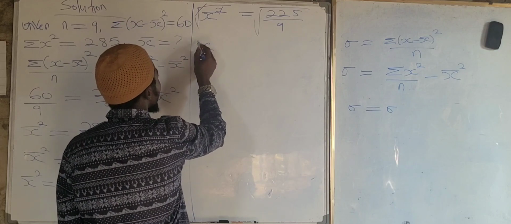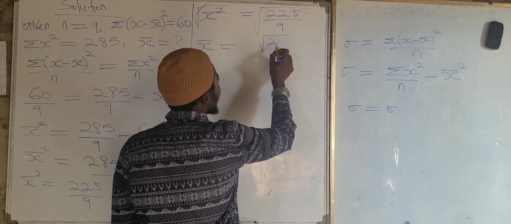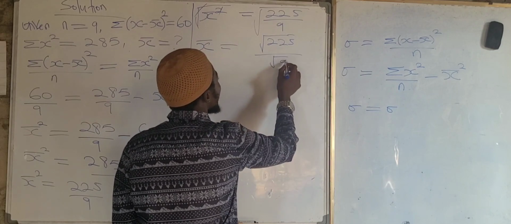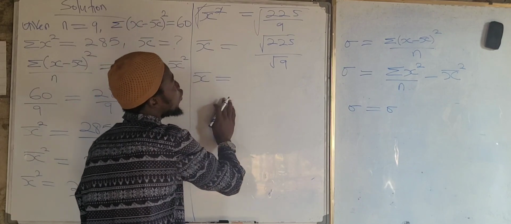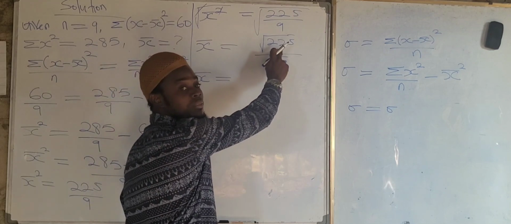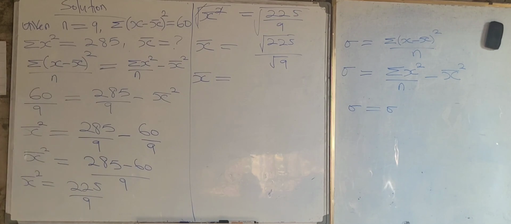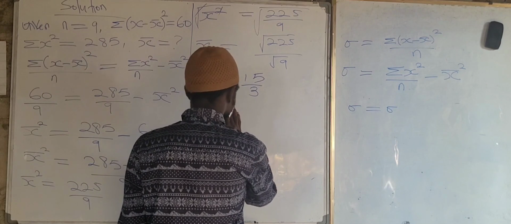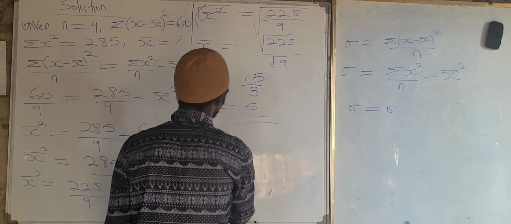We now have x bar is now equal to the square root of 225 all over the square root of 9. Now x bar is equal to the square root of 225, which is 15. Now 15 here divided by the square root of 9, which is 3. And x bar, which we were asked to find, is equal to 5.